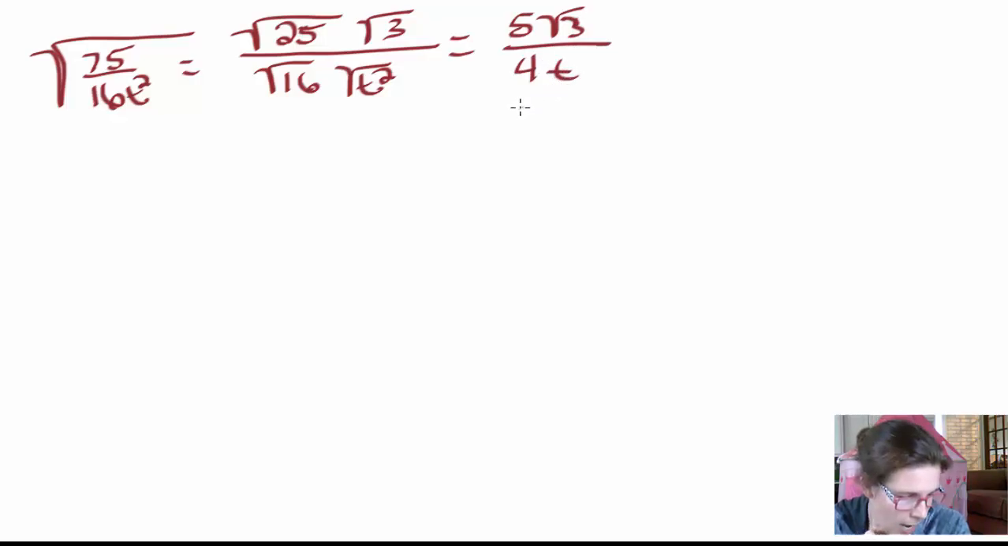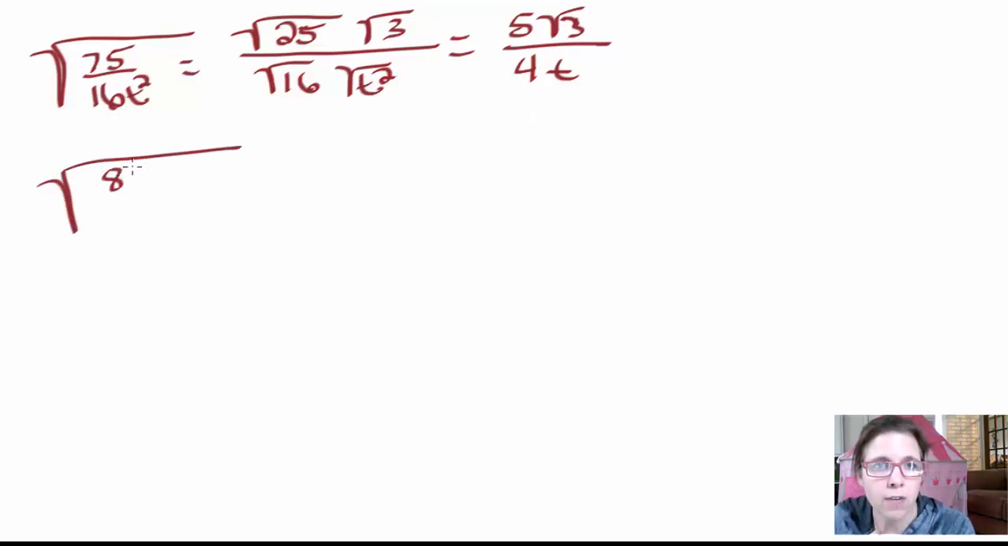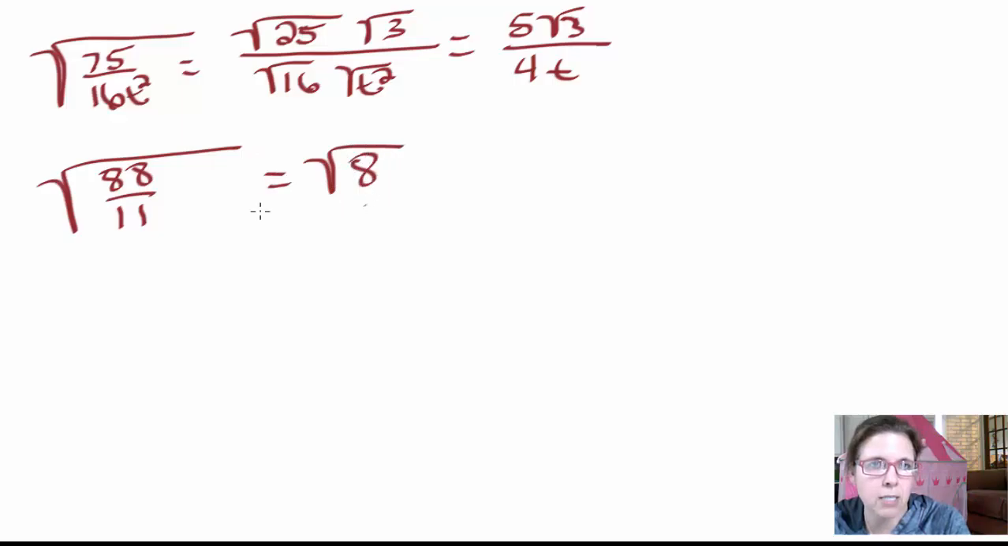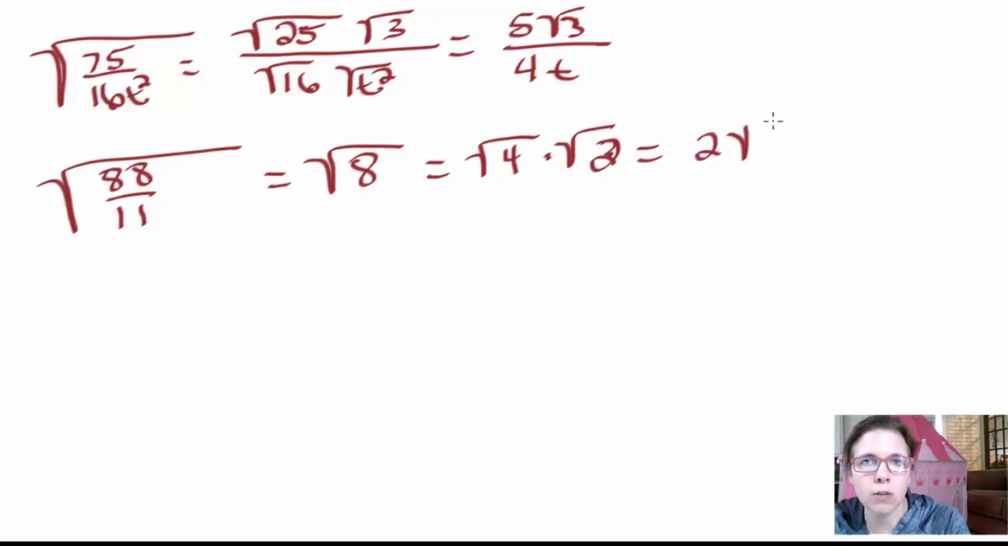Now what if we have the square root of 88 over 11? Now you can reduce this. The square root of 88 over 11 is the same as the square root of 8, because 88 divided by 11 is 8. So then you would do the square root of 4 times the square root of 2, which is what we learned last time. So it'd be 2 square root of 2 would be your answer there.